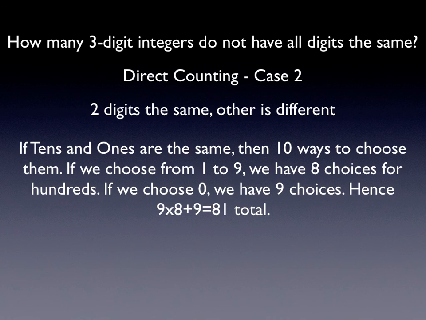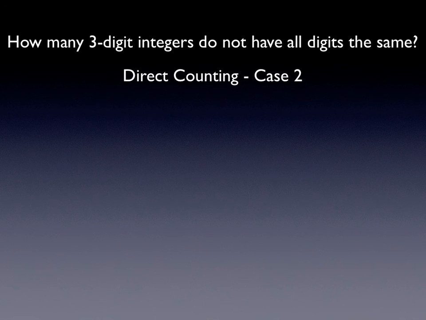Now we consider the case where the tens and ones are the same. We could choose them from a number from 0 to 9, but we have different choices when we choose a different number. When we choose a number from 1 to 9, we only have 8 choices for the hundreds, because one of the choices will be taken from the tens and ones, and we cannot repeat that. And we also cannot use 0. On the other hand, if we choose 0 for the tens and ones, we have 9 choices for the hundreds. Hence, we have 9 times 8 plus 9 equals 81 total. For case 2, we have 162 plus 81 equals 243 numbers.